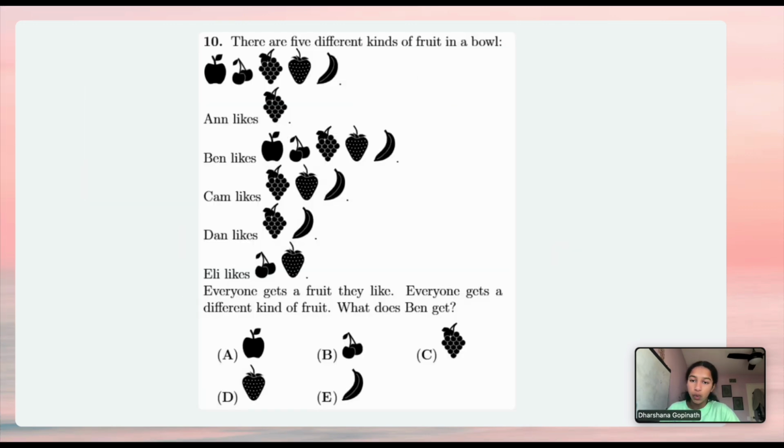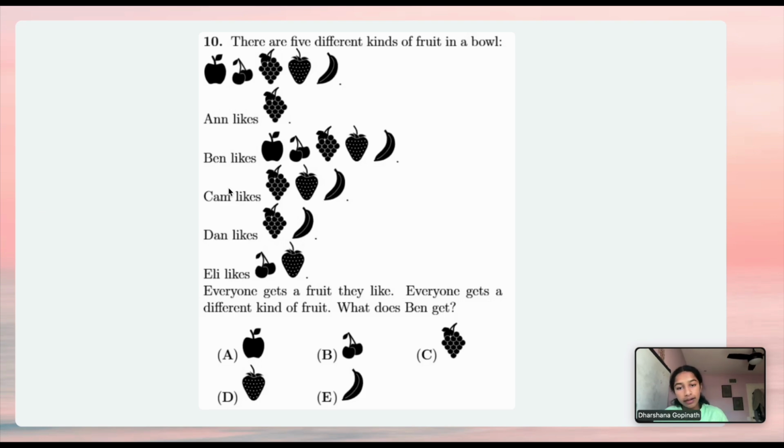Kinds of fruit in a bowl: apple, cherry, grape, strawberry, and banana. Anne likes grapes. Ben likes all of the fruit. Cam likes grapes, strawberries, and bananas. Dan likes bananas and grapes. And Eli likes cherries and strawberries. Everyone gets a fruit they like, but everyone gets a different kind of fruit. What kind of fruit does Ben get?